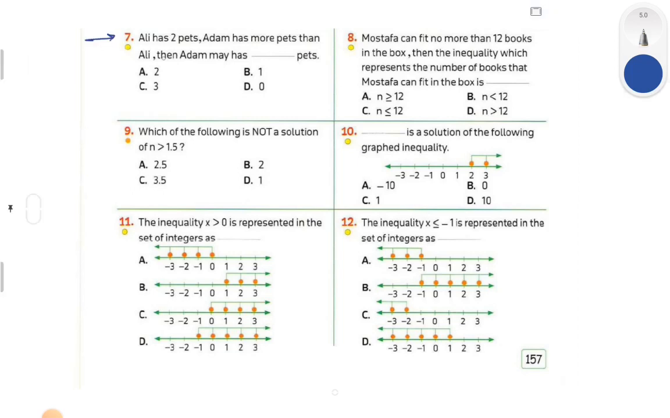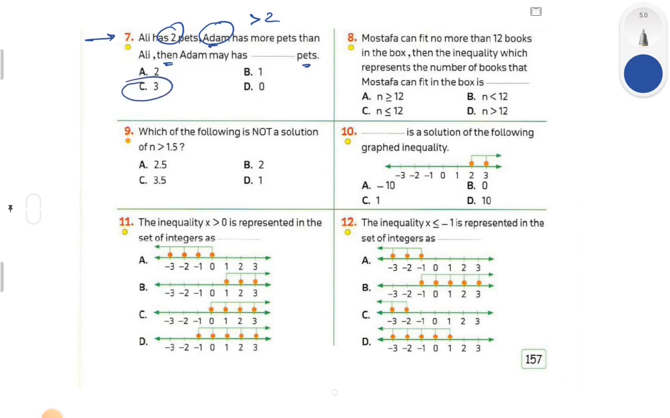Now continue, choose question. Point 7. Ali has 2 pets. Adam has more pets than Ali. Then what's the number of pets with Adam? Okay, now Ali has 2. Adam has more, so what Adam has is greater than 2, greater than Ali. Greater than 2, like what?